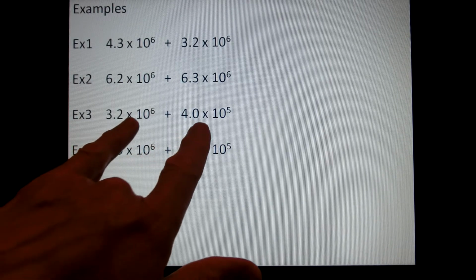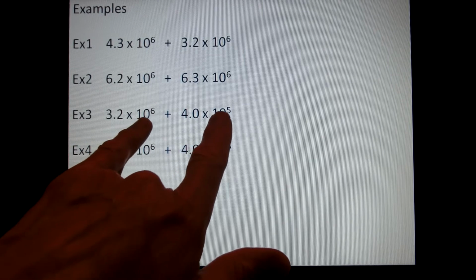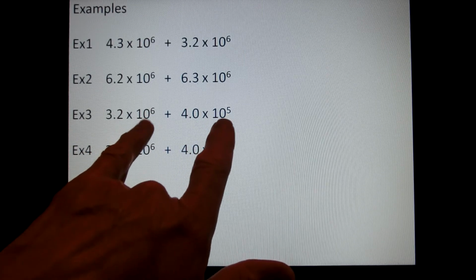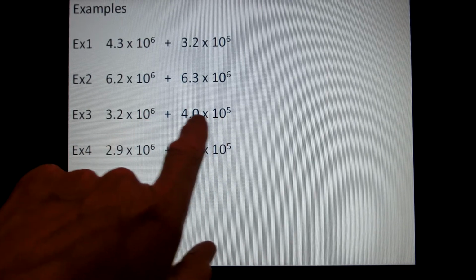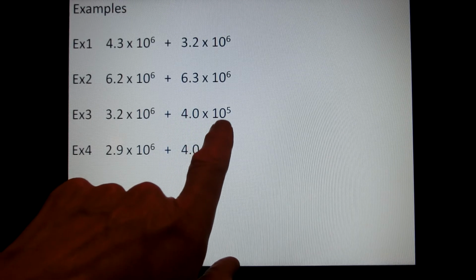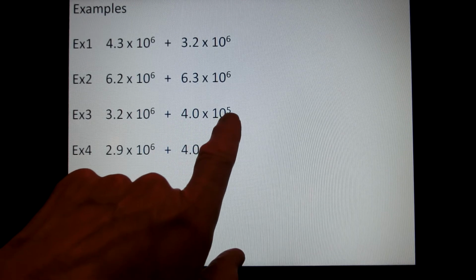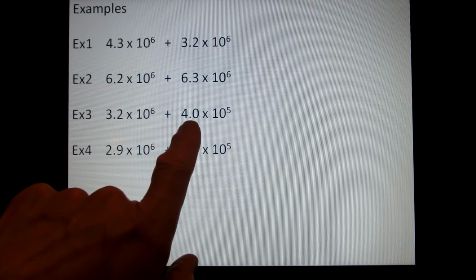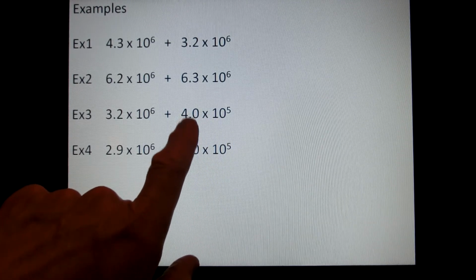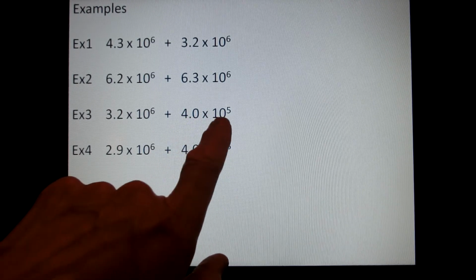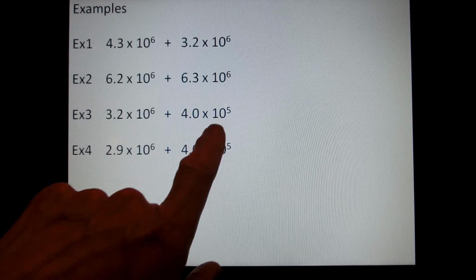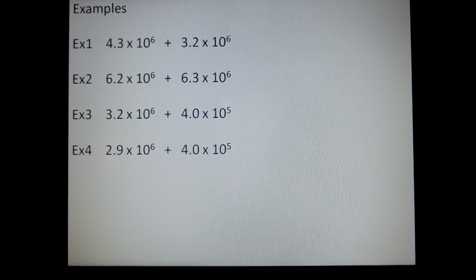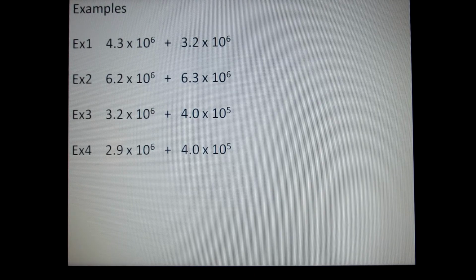With this number, we can't add them the way they are because they're not alike. The powers are different. This one, I would change, and I would make that into millions by making it 10 to the power 6. If we make that larger, this has to become smaller. This would become 0.4 times 10 to the 6. Then you can add them. That's the idea behind adding and subtracting in standard form. It's quite tricky, quite tricky.